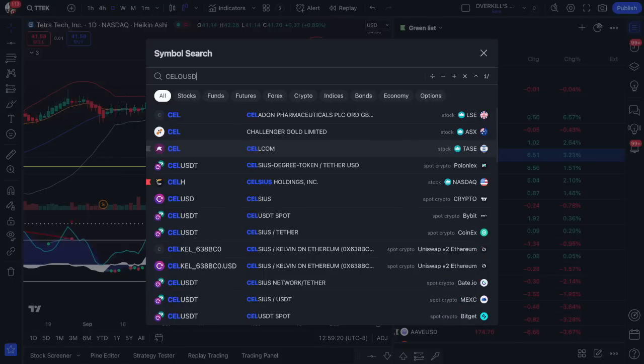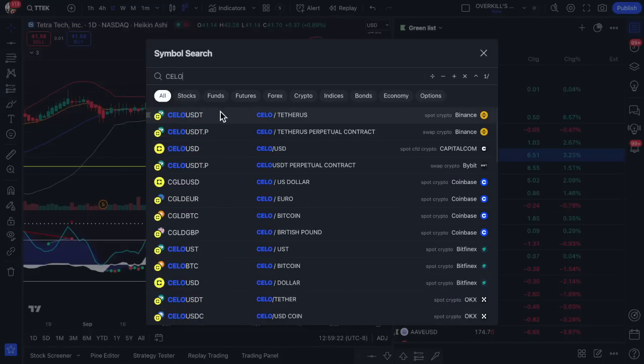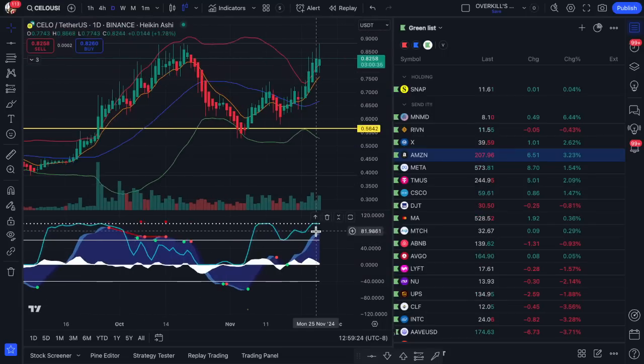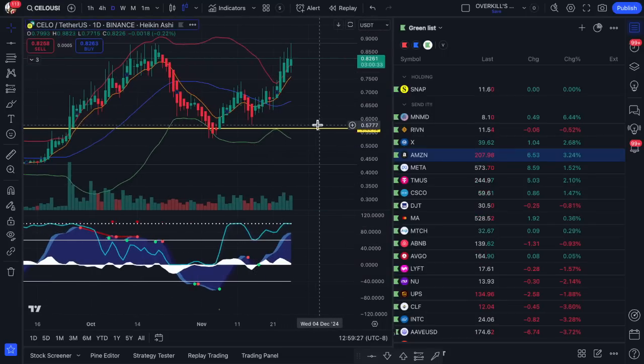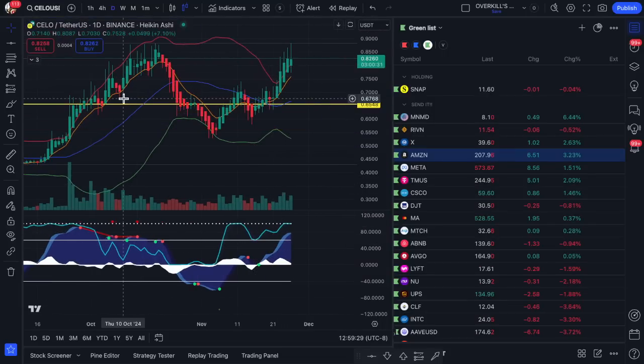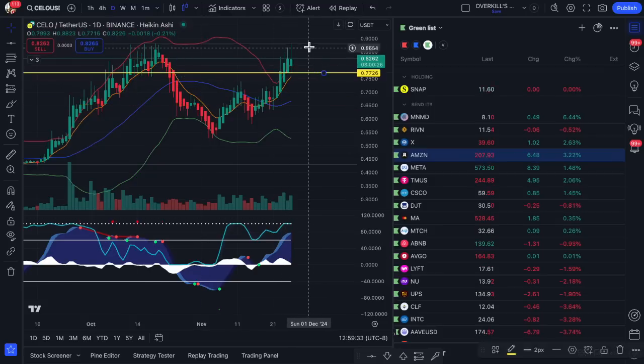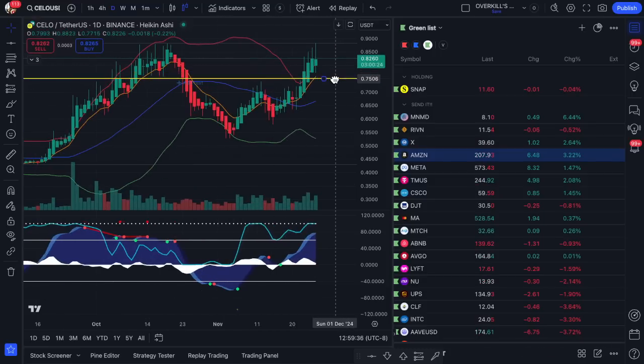CeeLo from my boy Doopy. CeeLo USDT, same thing. Very overextended on the daily chart. Would love to buy this one more, about 65 cents there. That red dot looks like it wants to come here in the next couple of days. Put a stop loss at, call it 75 cents.